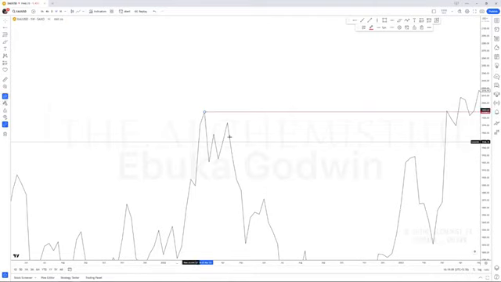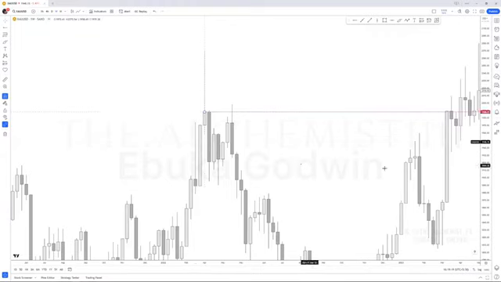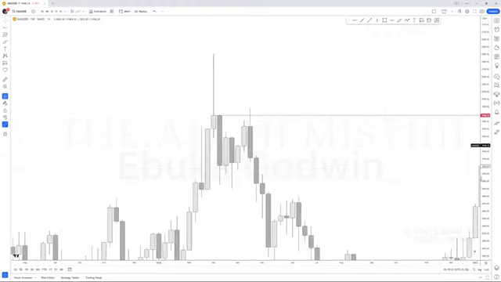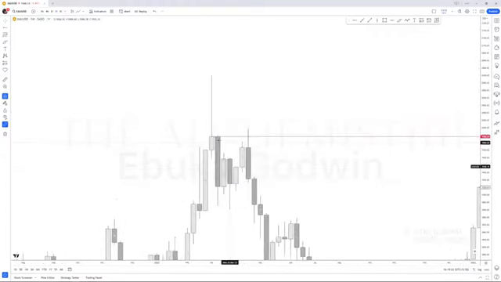We put the magnet tool. Always use the magnet tool when you're drawing these zones, so it just automatically goes to the closing prices like this. So there we go. Now do not confuse this. I see many people making this mistake. When you're marking out this resistance, remember, when we're dealing with support and resistance, what we deal with is closing prices of candles.